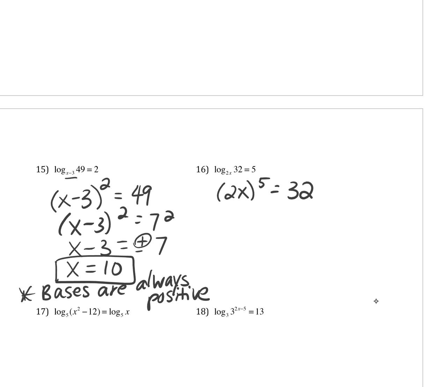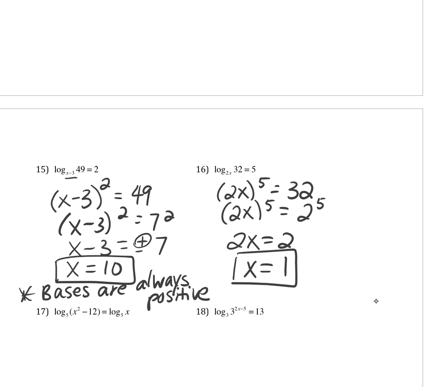And then for the next one, I can do what I did on the other page. I could distribute the 5 in. I could actually make 32 into 2 to the 5th so that the insides can be set equal to each other, since the exponents are the same. And I get x is equal to 1. You could also take the 5th root of both sides, which would skip you down to that step as well.